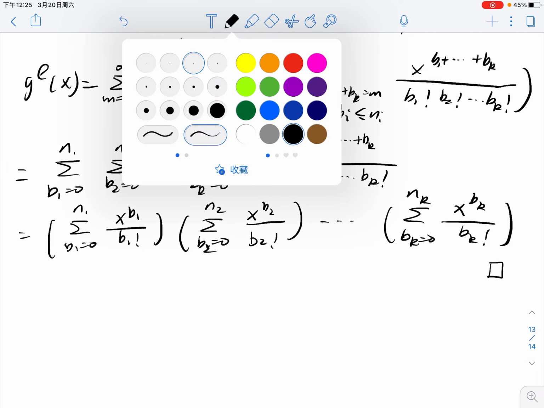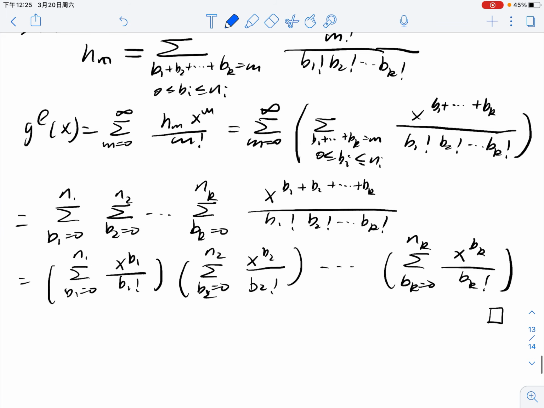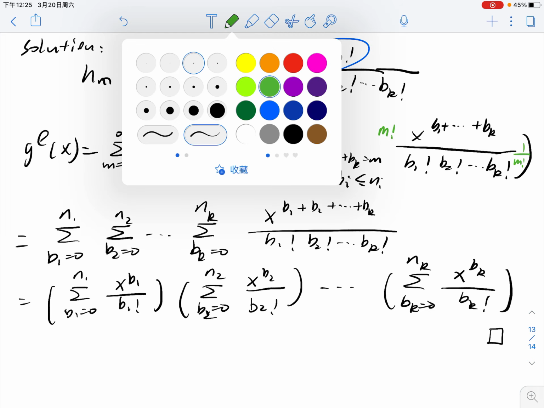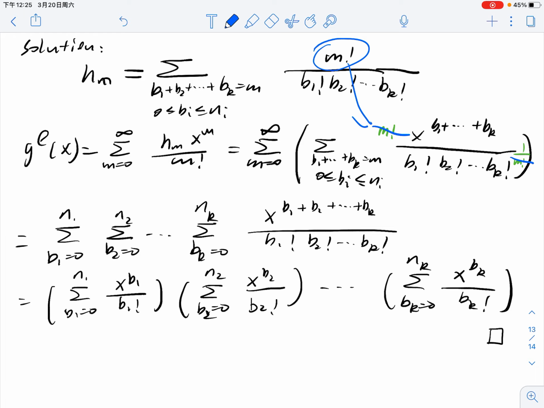And here you see why we use the exponential generating function: after that you do have cancellations, because here actually you have m factorial, and 1 over m factorial, and you have cancellation.